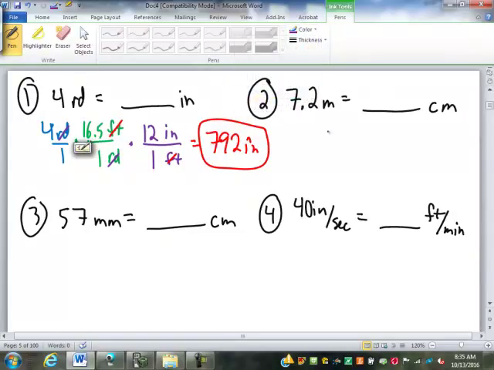7.2 meters going into centimeters. For the metric, it's just a matter of the movements on the chart. So from meters to centimeters, it's meters, decimeters, centimeters. 2 spots to the right, correct? So my decimal point has to do the same thing. 2 spots to the right, so I have to add a 0. 720 centimeters.